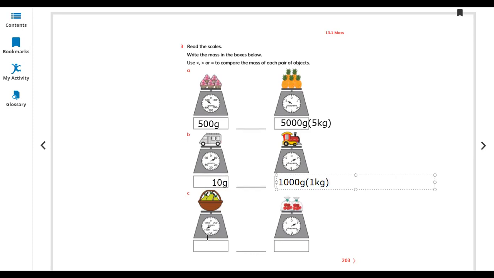And here it is 1000 gram. And the other side, it is 1 kg. 1 kg also 1000 gram. So now we can mention the sign less than or greater than. 500 gram, and this 5000 also very bigger. Can use less than. 500 gram, less than 5000. 10 gram also less than 1000 gram, and this one equal.